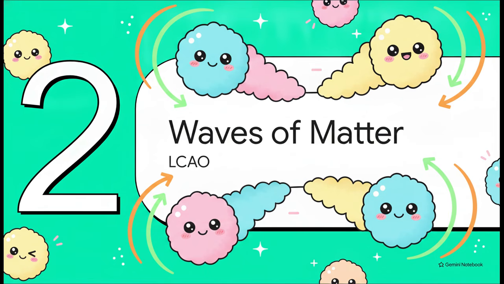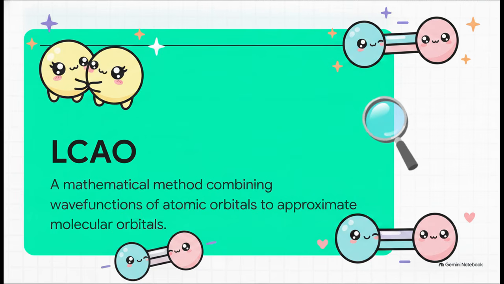Section 2, Waves of Matter, LCAO. Right, so molecular orbital theory totally changes the game. It tells us that atomic orbitals don't just sit there, confined to their individual atoms when they bond. No, instead, they combine into entirely new molecular orbitals that are delocalized, basically spread out across the whole molecule. And it makes this massive conceptual leap through a brilliantly elegant approximation called LCAO, or the linear combination of atomic orbitals. You see, the famous Schrödinger equation is absolutely incredible, but it really only perfectly solves for single electron systems.